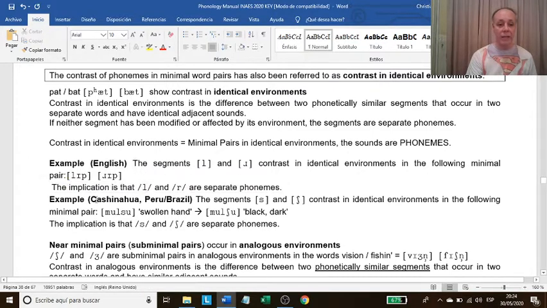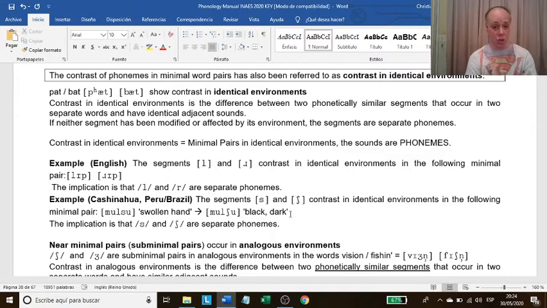Another example in Kashinahwa, an aboriginal language from Peru and Brazil. The segments S and Sh contrast in identical environments in the following minimal pair. Mulsu means swollen hand. Mulshu means black and dark. What makes the difference in meaning? Just the sounds S and Sh.